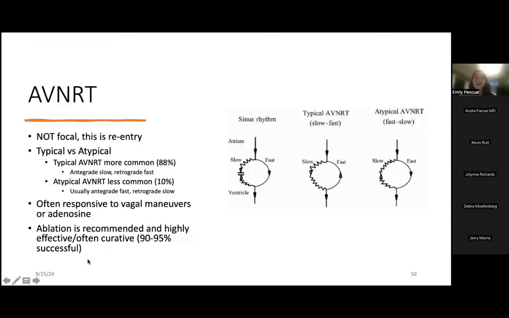A lot of times it's not super responsive to long-term drug therapy, meaning if you give adenosine in the field and it breaks it, great. But giving patients drugs like metoprolol and stuff like that long-term usually isn't super effective.